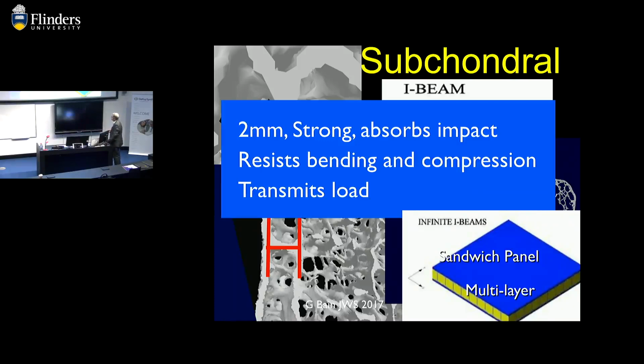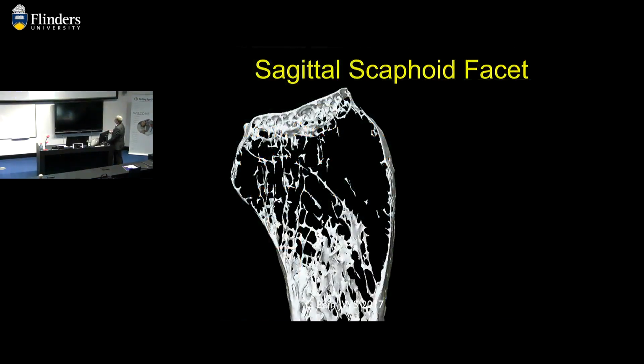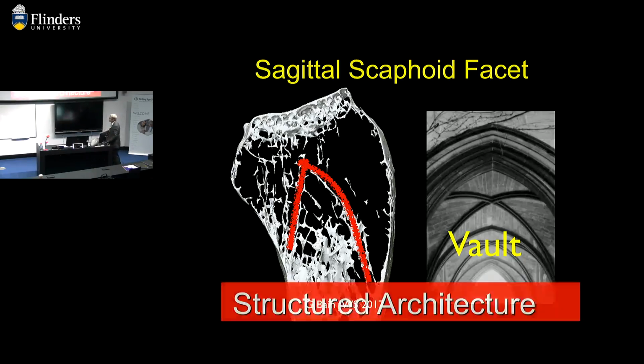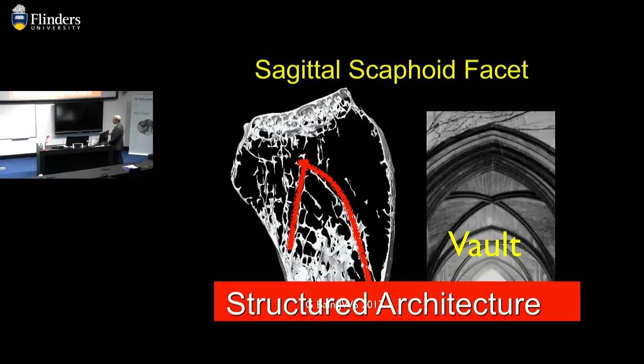So the subchondral bone plate is 2 millimeters thick, it's strong, it absorbs impact, resists bending and compression, and transmits load. So if we have a look at the sagittal plane of the scaphoid facet, and obviously this is an osteoporotic specimen, so this is done with a micro CT. We can see the subchondral bone plate nicely, and we can see how the trabecula span down from the subchondral bone plate, and it creates a vault in the superior aspect, but also the shape of this is described as being parabolic. That's the best shape to be able to transmit the load from the subchondral bone plate to the cortex. So the structured architecture is important.